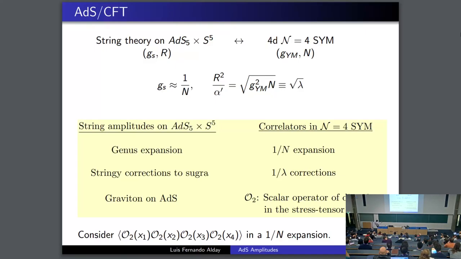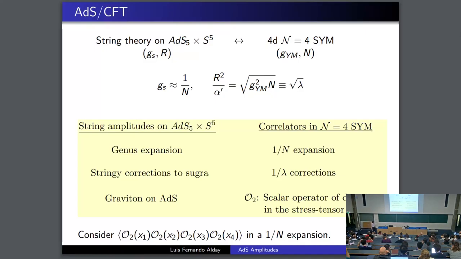By looking at this, you can see, for instance, that the genus expansion on the side of the string amplitude, which was an expansion for small g_s, maps to a 1 over N expansion in terms of the correlator on the right. While stringy corrections to supergravity map to 1 over lambda corrections on the right. And finally, what we want to scatter are gravitons on AdS. And in AdS/CFT duality, you map the graviton to the stress tensor.